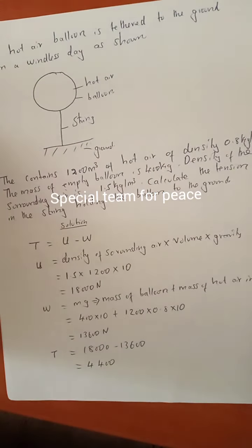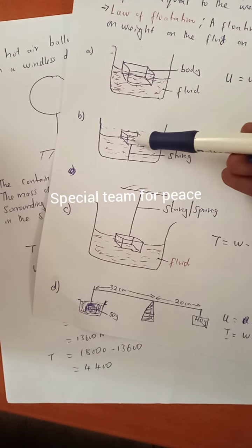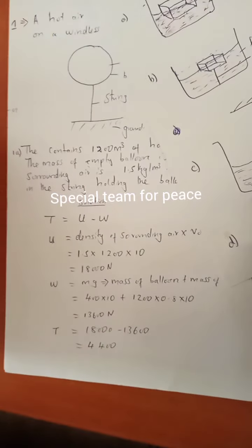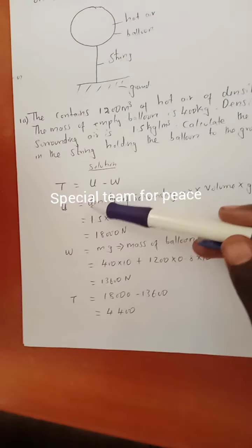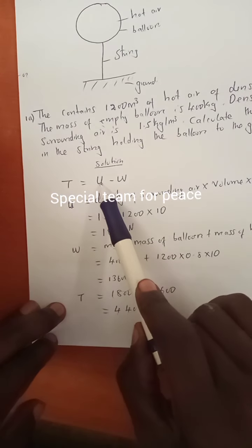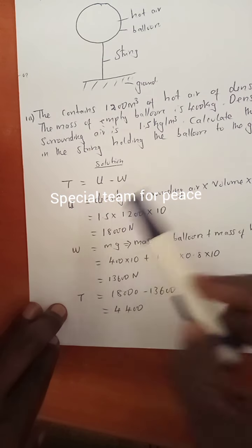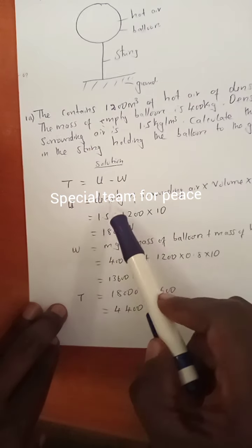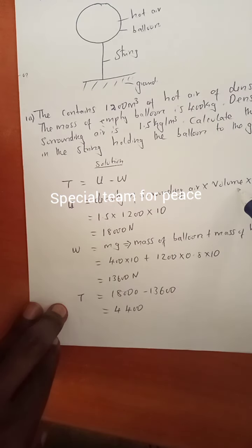So how does that come? We have already said that this means the upthrust force is more than the weight of the object. So also here, the upthrust force is more than the weight of the balloon. So the tension in the string is given by the upthrust minus the weight of the balloon plus the air inside it. Then the upthrust is given by the density of the surrounding air, which is the density of the air displaced, times the volume, then times the gravity.